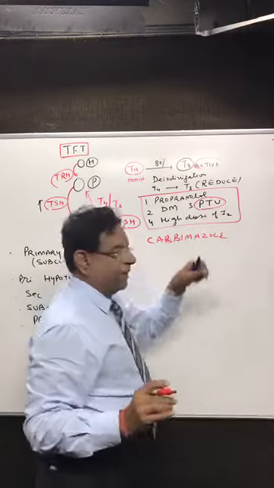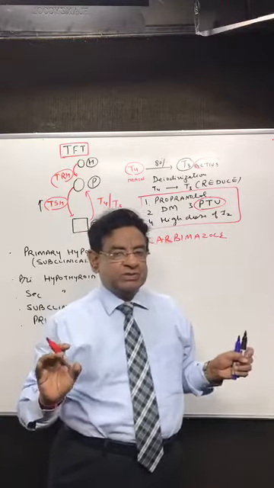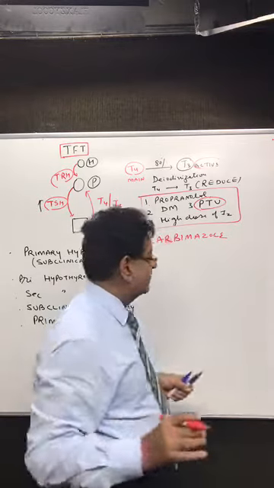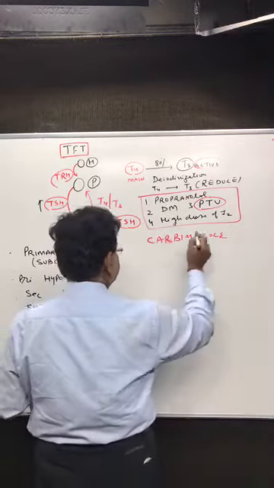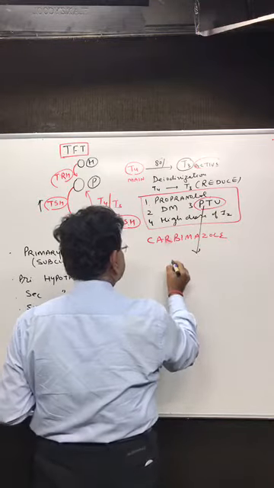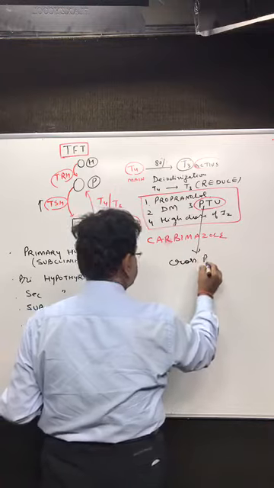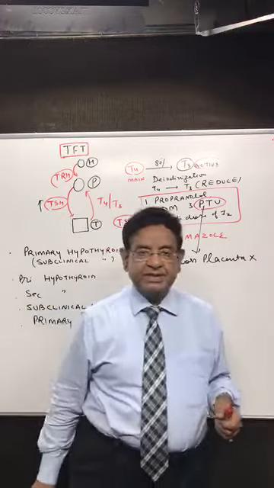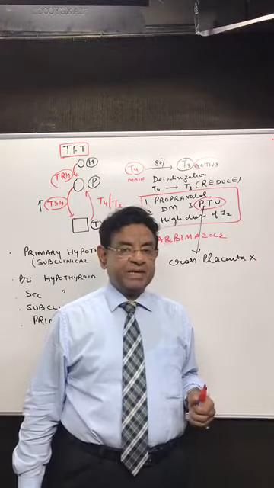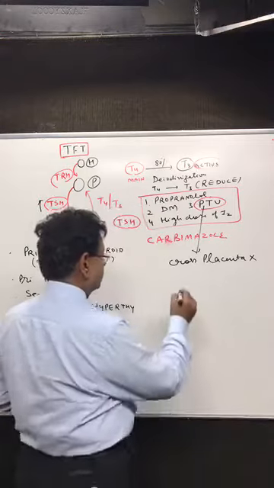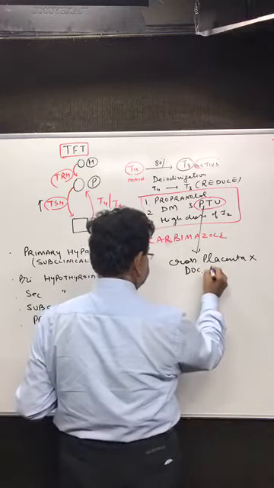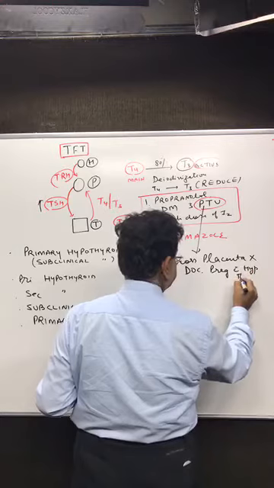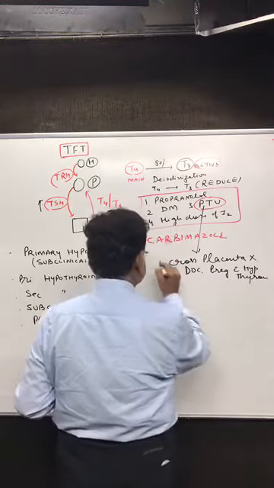Now, propyl thiouracil and carbimazole belong to the same group of antithyroid drugs. But what are the two differences? First of all, propyl thiouracil does not cross the placenta. That's why it is the drug of choice in pregnancy with hyperthyroidism.